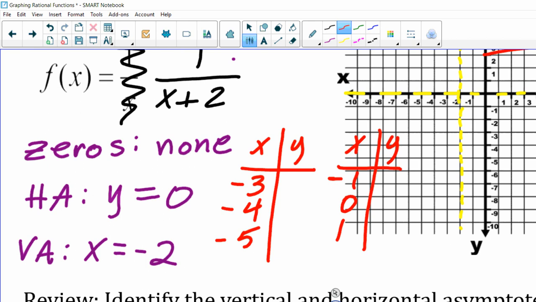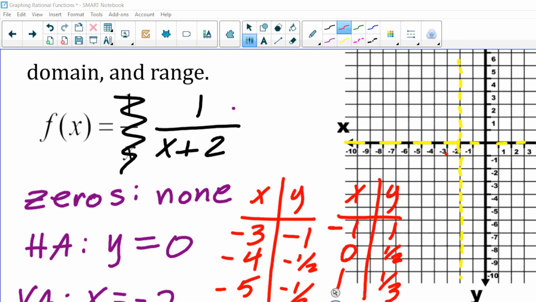All right. Now let's talk about how to go to your calculator and find those points. I'm plotting the points that we found on our calculator. -4, -1/2, -5, -1/3. Can you see what's happening there? It's going like so. Now -1, 1, 0, 1/2, 1, 1/3. And I hope you can see what's happening there.